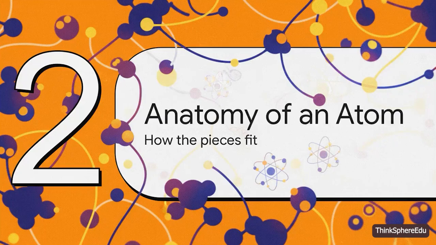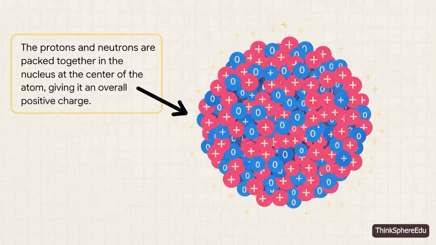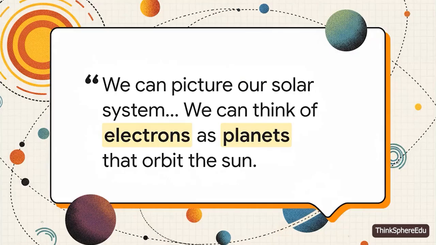So, we've met the particles. Let's move on to part 2 and see how these pieces actually come together to form a whole atom. Right at the very heart of the atom, we find the nucleus. Just picture this super dense, heavy little ball where all the positive protons and the neutral neutrons are packed in really tight. And because it's full of all those positive protons, the nucleus itself has an overall positive charge. So, where are the negative electrons?